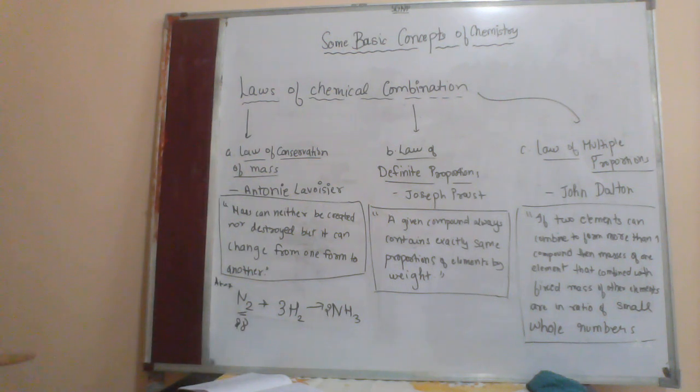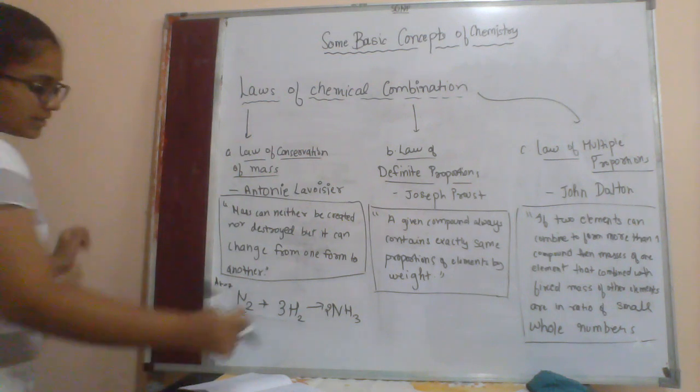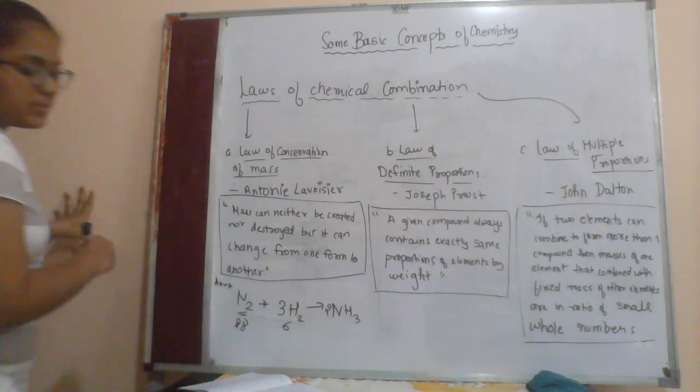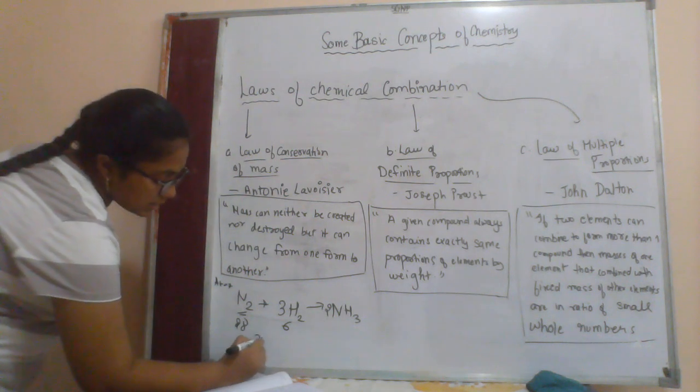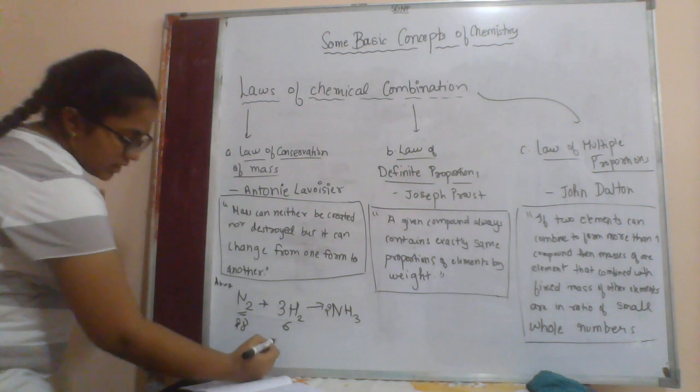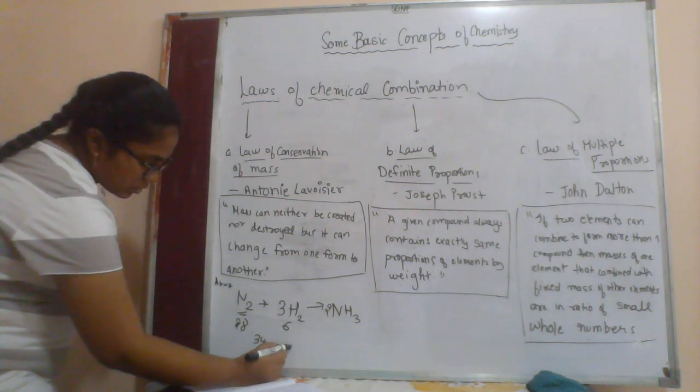Now coming to H2. The weight of 1 hydrogen atom is 1. So here we have 6 atoms like that, right? 6 hydrogens we have, so 6 gram per mole. Now if I add these two, what will I get? I will get 34 gram per mole on the reactant side, right?